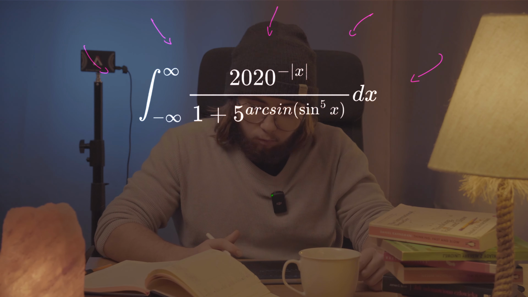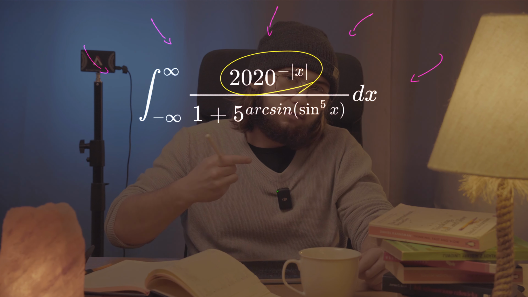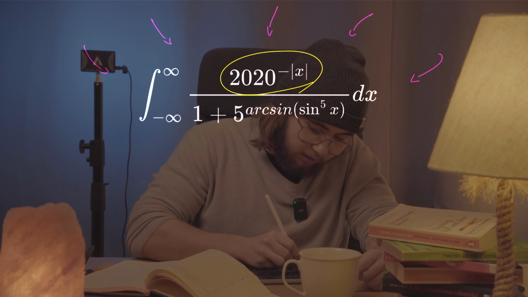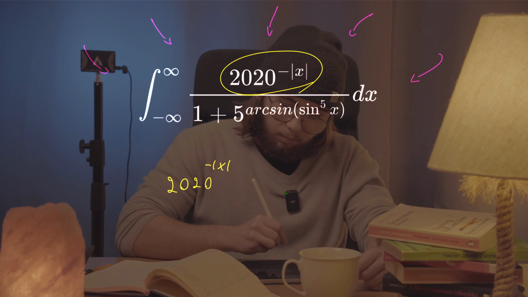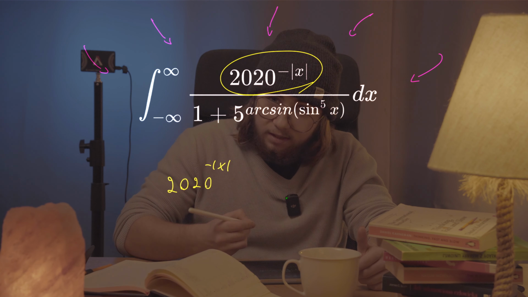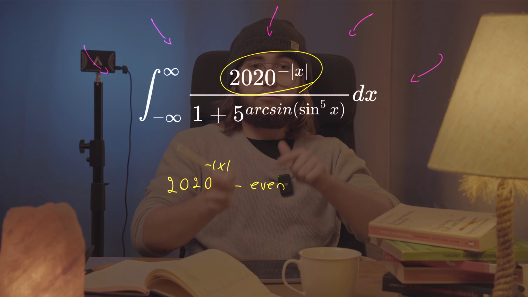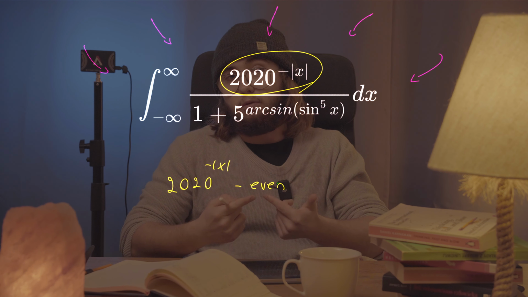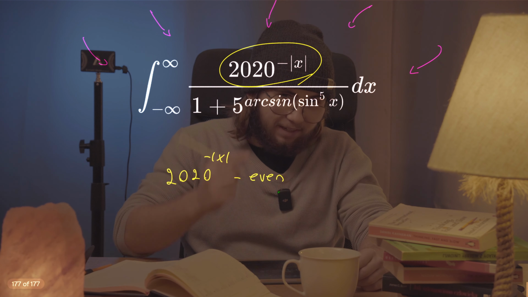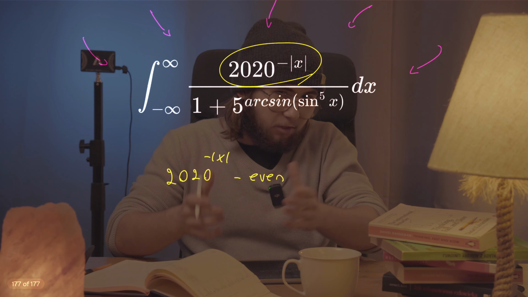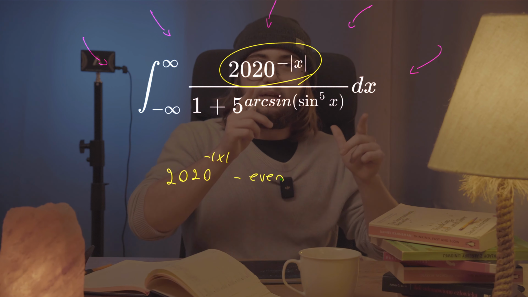So first of all, what kind of function is 2020 to the power of negative absolute value of x? Well, this function is actually even. Let me just check it for you. If you plug in negative x for x, the absolute value of negative x is just the absolute value of x, so f of negative x is equal to f of x, and by definition, 2020 to the negative absolute value of x is an even function.